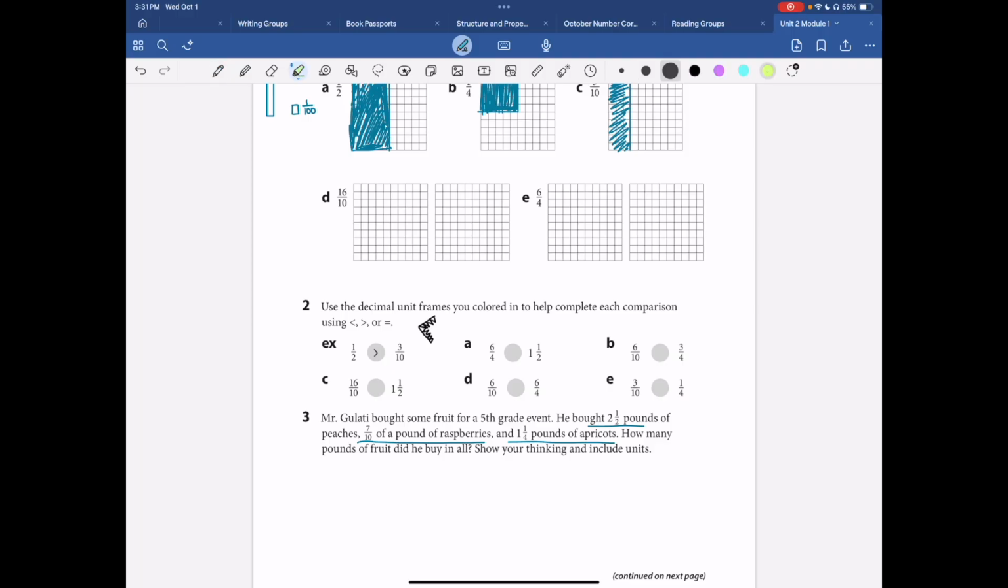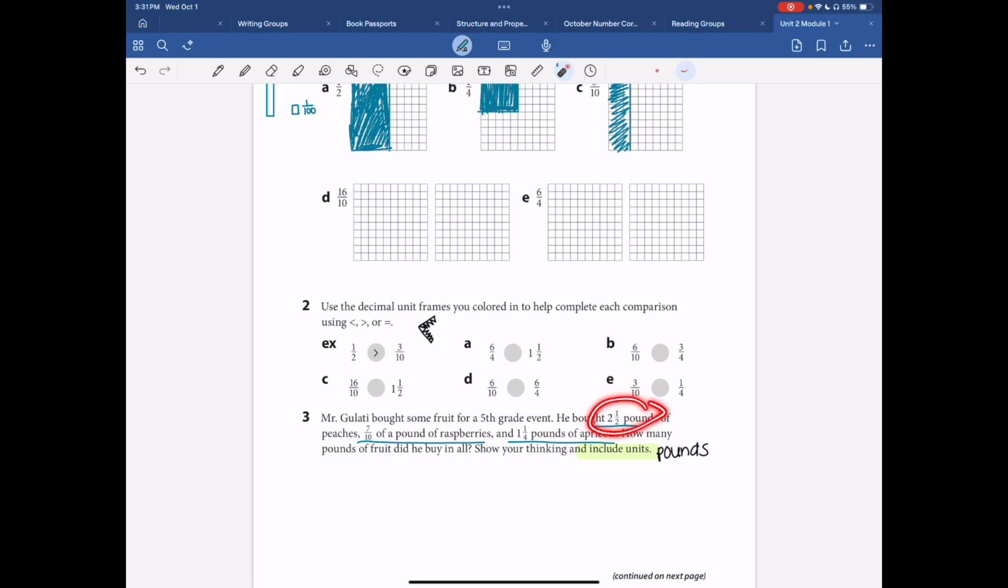5th graders, please, please, please do not forget to include your units. Our units are pounds in this problem, so you might want to write pounds next to it. Include that in your answer. On your Unit 1 test, it gave you points if you included the units, so please get in the habit of doing that. Let's look back at the problem.